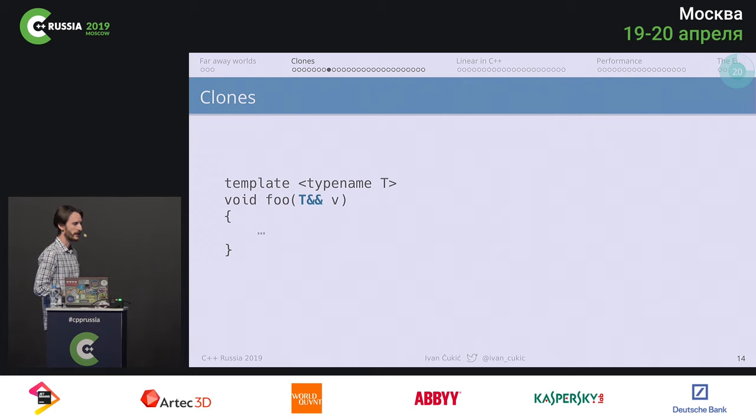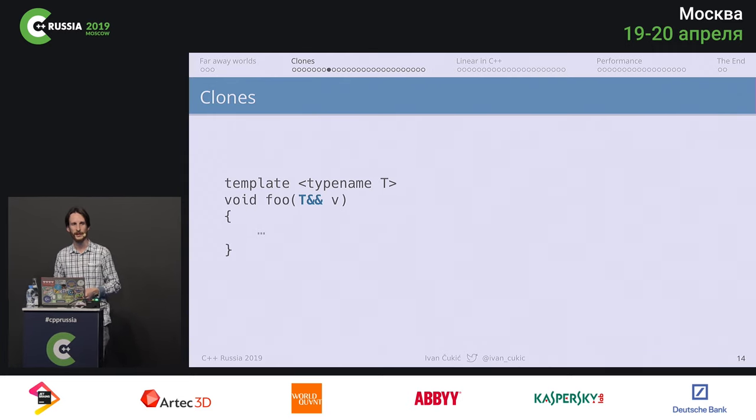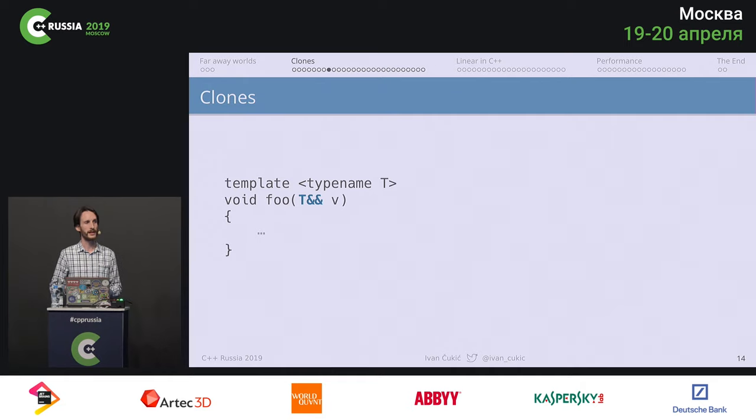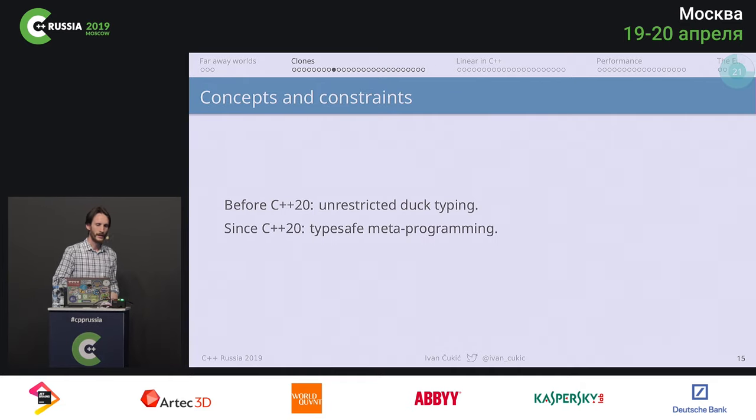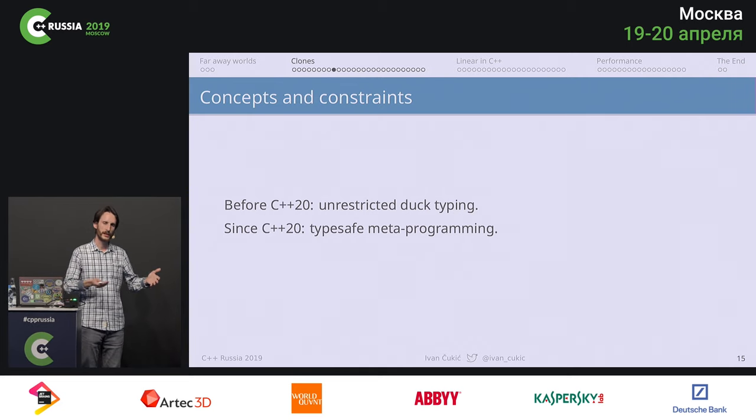Now, it's not to be confused with T&&. If you have a template function and you call a T&&, it's obviously not move. It's meant for forwarding. It can accept anything, right? So how can we restrict a template function to accept only movable values?